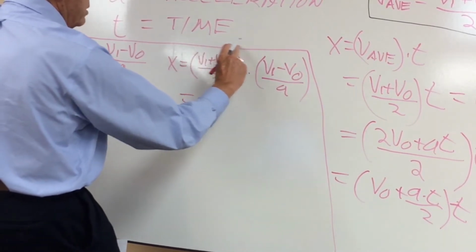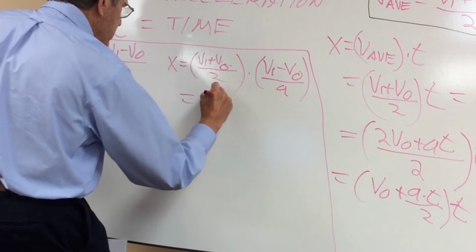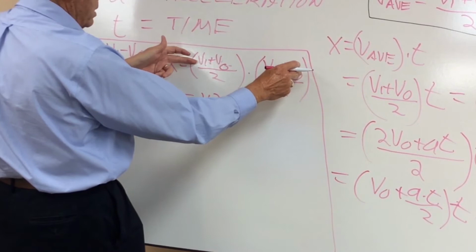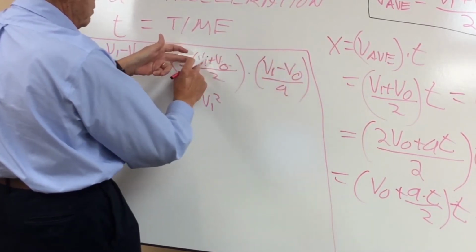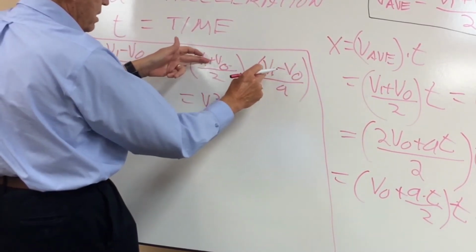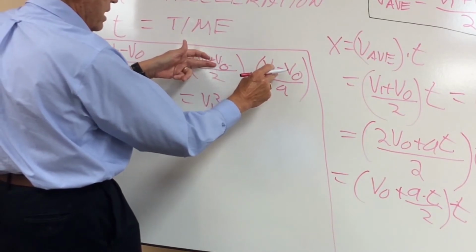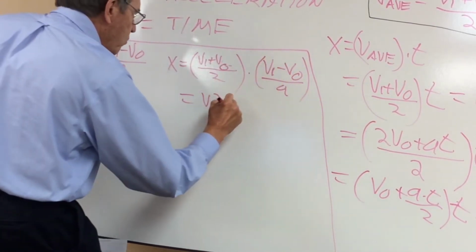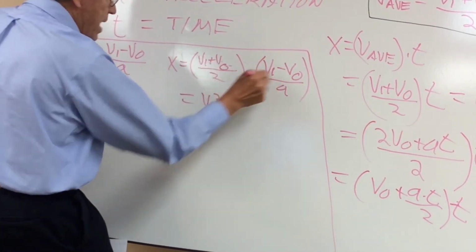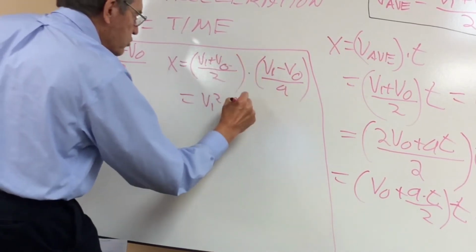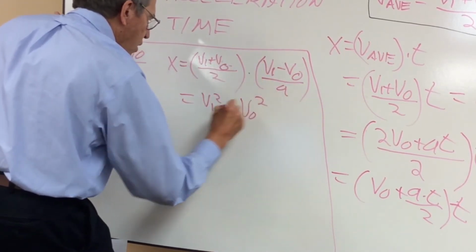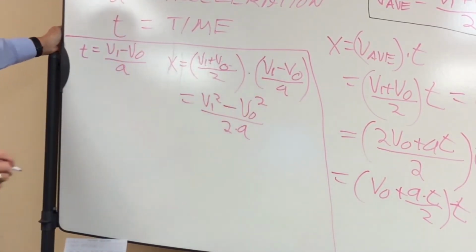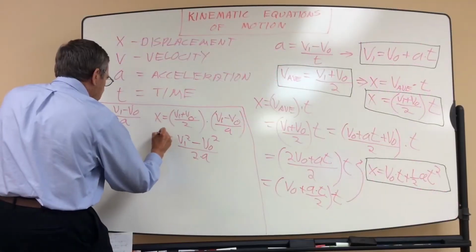We take v1 times v1, that's v1 squared. Then we'll take the outer terms, minus v0 times v1, plus v0 times v1. Well, a minus and a plus cancel, so the middle terms go away, and then what I have is the last, which is minus v0 squared, all divided by 2 times a. So that's what x would equal.